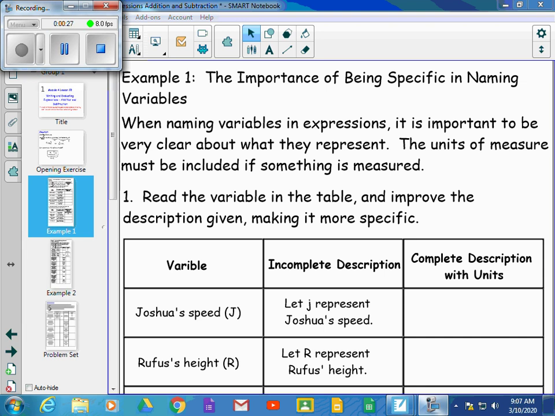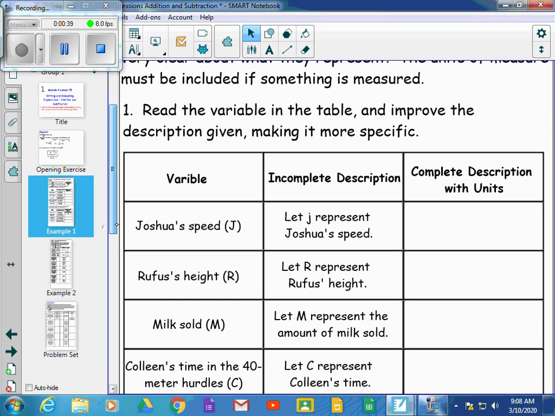It says, when naming variables and expressions, it is important to be very clear about what they represent. The unit of measure must be included if something is measured. So if we look at this table down here, it says read the variable in the table and improve the description, making it more specific.